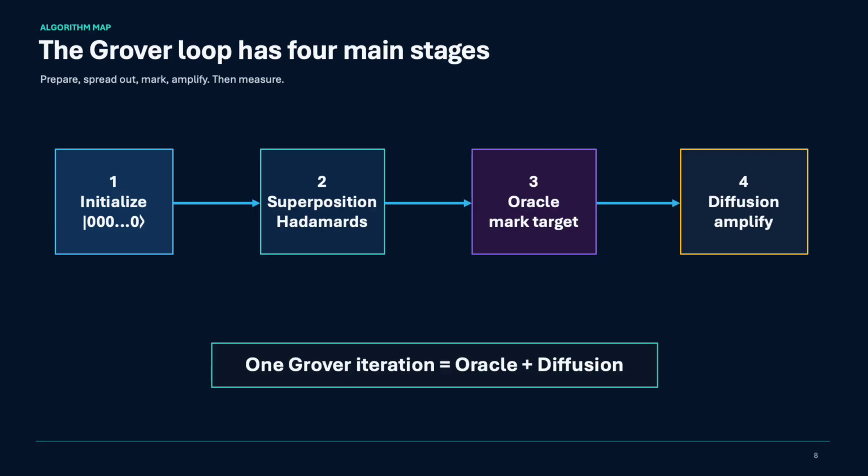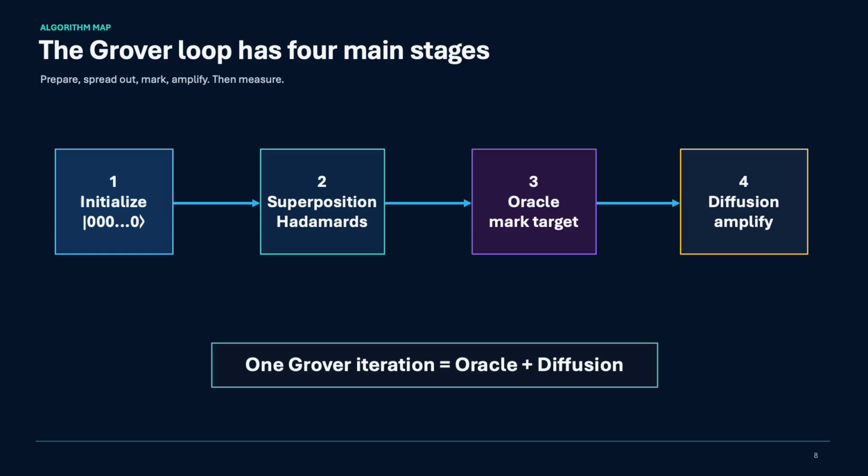The four main stages. Now we can see the map of Maya's journey. First, initialize. We place the qubits in a known starting condition, usually all zeros. Second, create superposition. Hadamard gate, spread the quantum state across all possible labels. Third, use the oracle. The oracle recognizes the correct answer and marks it in a special quantum way.